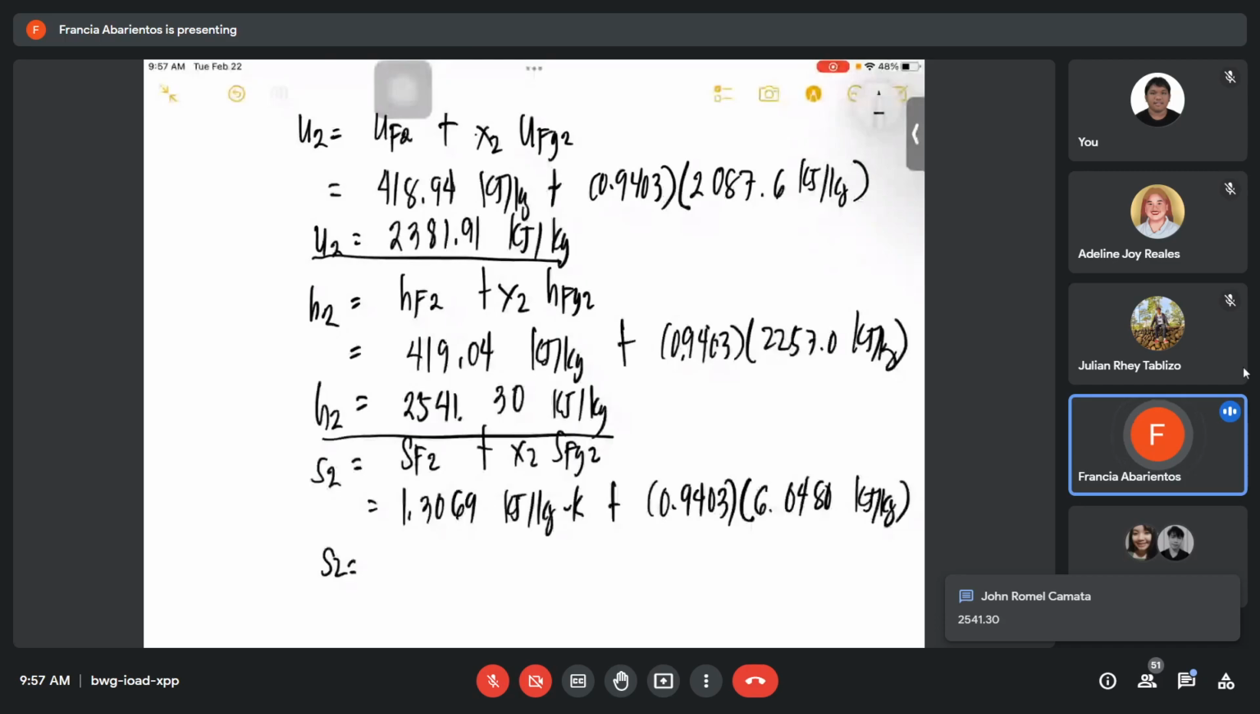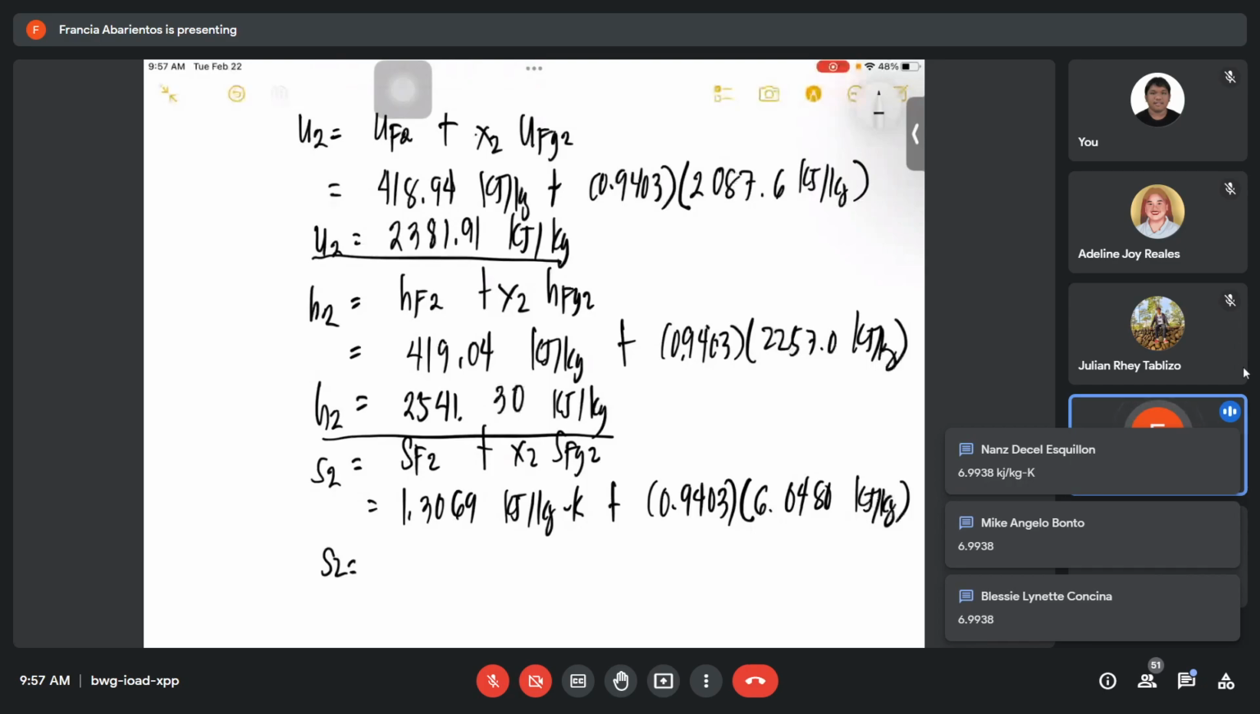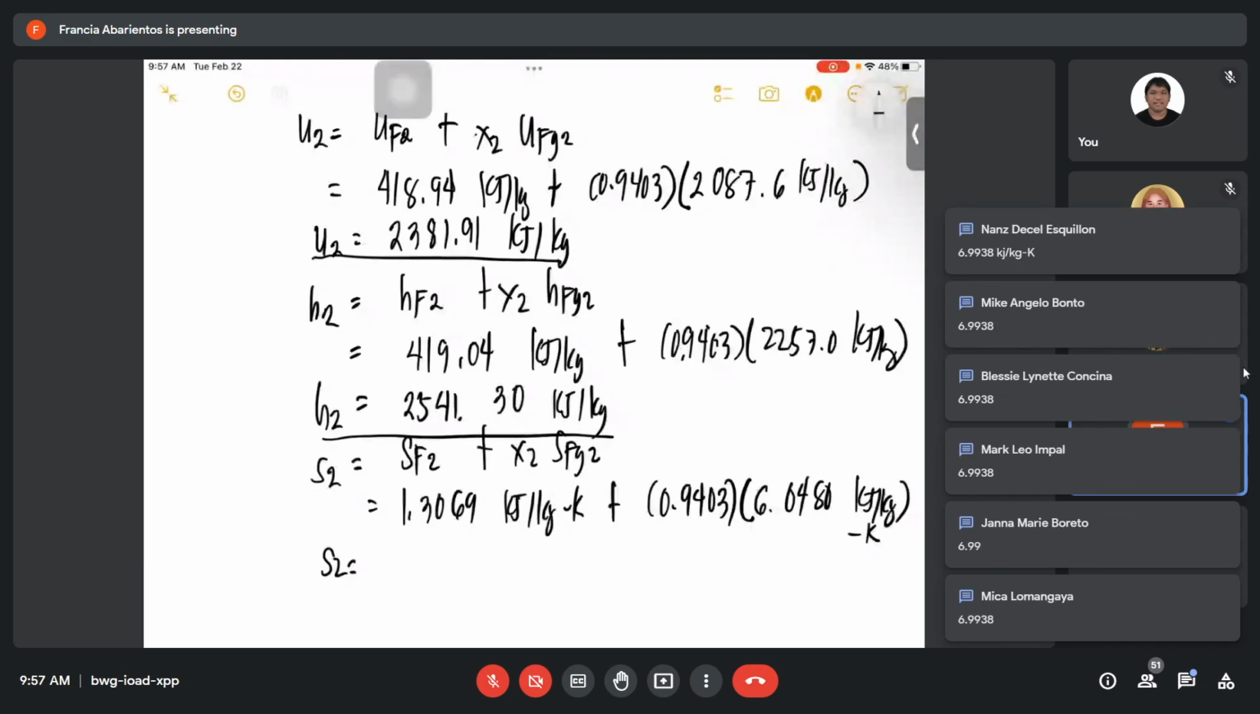And the other, ayan. Lahat na nakuha. We have now the enthalpy. And we need to find also the entropy. What is now the entropy? Mali yung unit ko. Kilojoule per kilogram. Ayan. Huwag kakalimutan yung unit sa entropy.